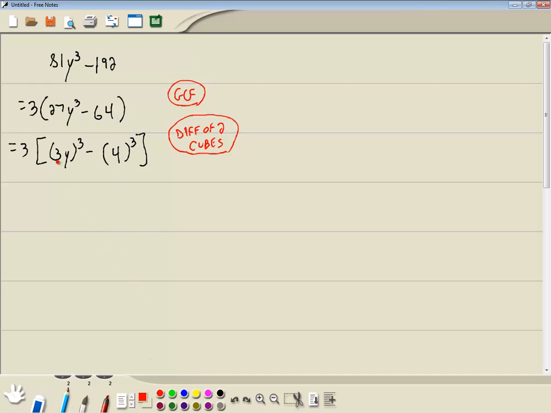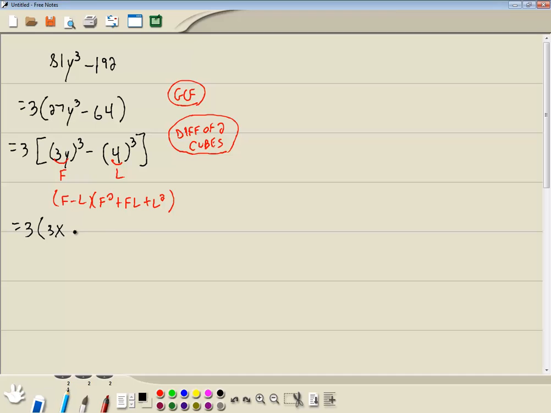Now I'm going to label what's inside this first set of parentheses as F for first, and I'll label what's inside the last set of parentheses as L for last. Our formula for the difference of 2 cubes is F minus L times F squared plus FL plus L squared. Now the formula on the formula sheet may be different than that. It may not use F and L, but it's still the same idea. Now, everywhere I have an F in my formula, I'll plug in 3y, and everywhere I have an L in my formula, I'll plug in 4.